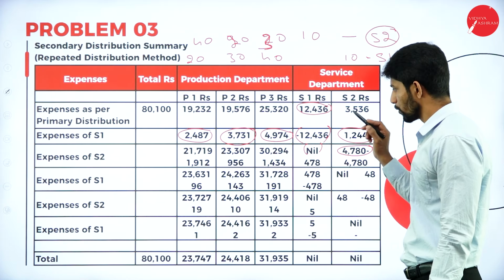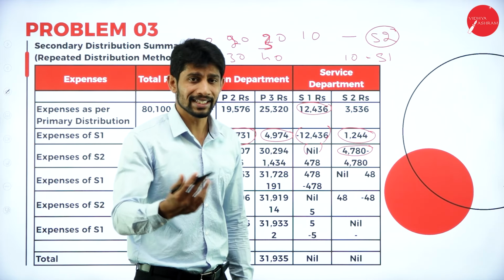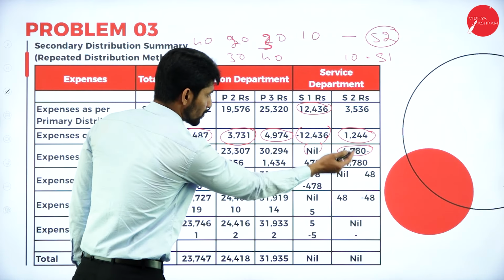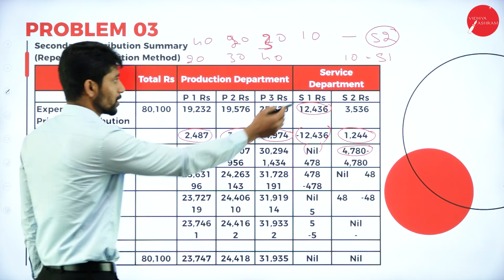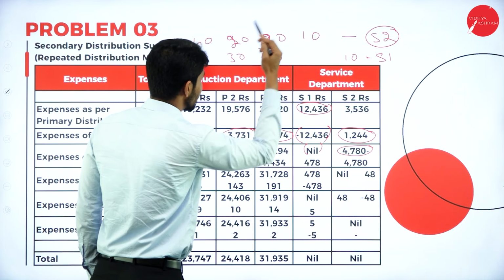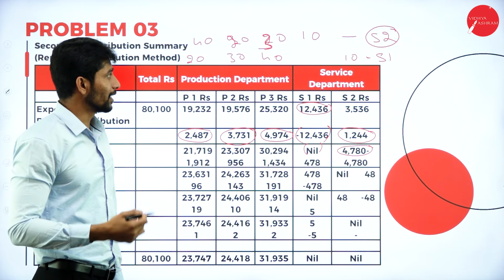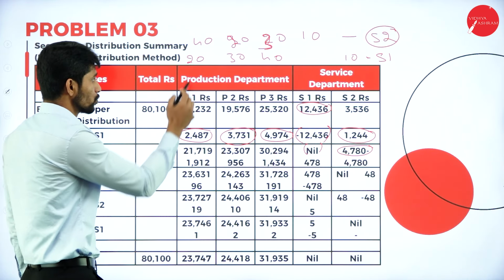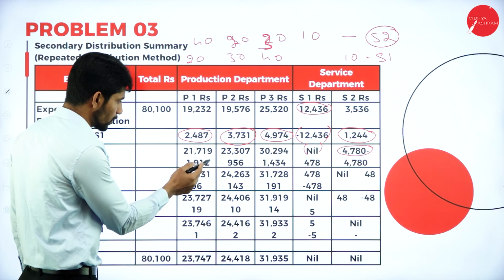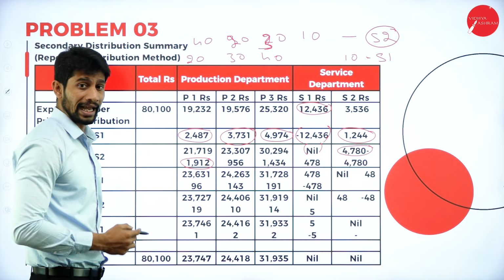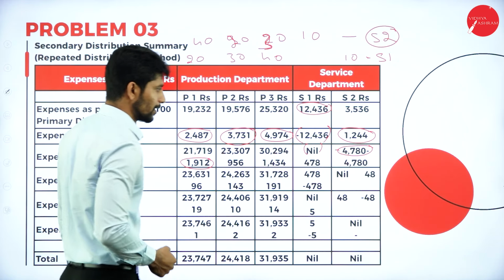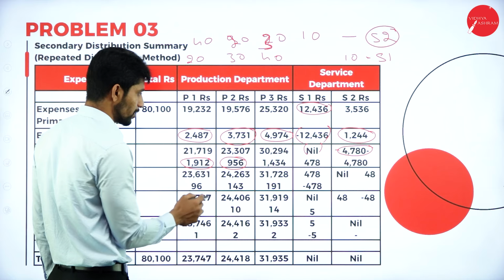4,780. So now distribute this 4,780 among other departments. So 4,780, what is the ratio according to service department 2? 40, 20, 30 and 10. So 40% of 4,780, how much will you get? You will get 1,912, and 20% of again 4,780, you will get 956.